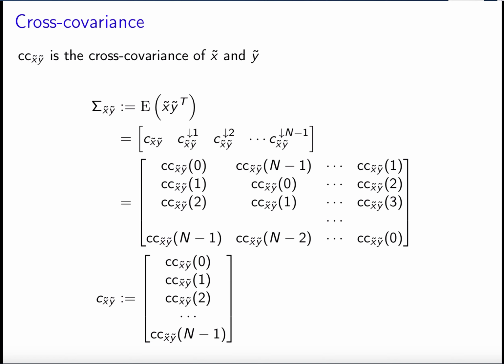In addition, the cross covariance matrix is going to have this special structure because of this translation invariance, where each column is a shift of each other column. The columns are basically this cross covariance function evaluated at 0, 1, 2, and so on.